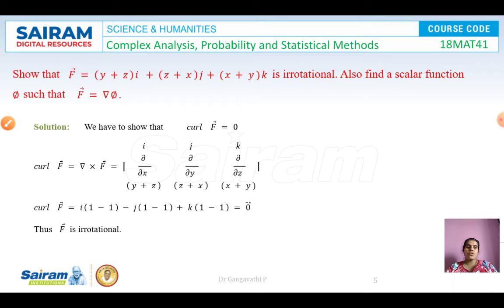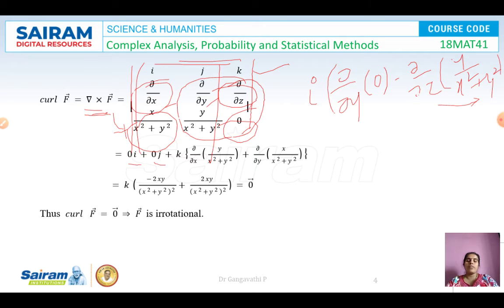So we were asked to prove that the given vector f is solenoidal and irrotational. So we could prove the result.